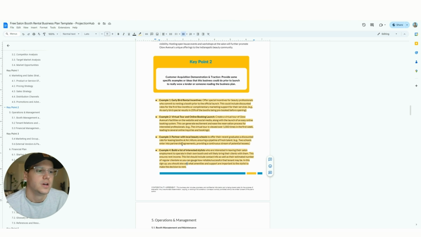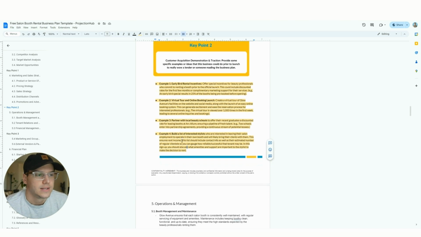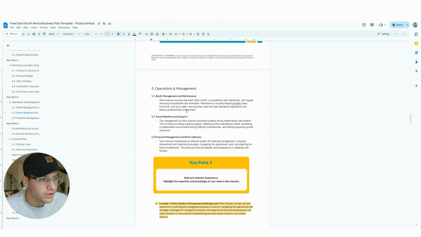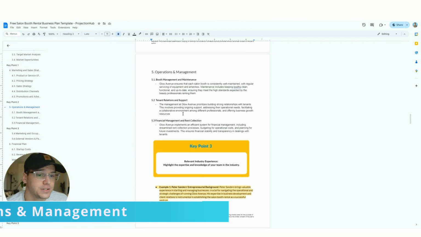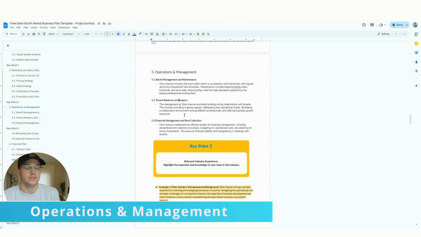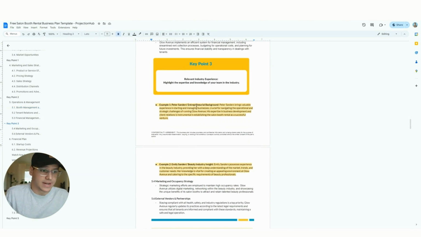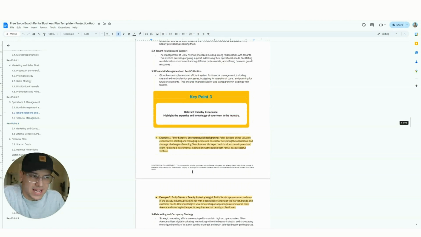You can see what demonstrating that traction does. It demonstrates hustle, preparedness, and a high degree of likelihood. So that's key point number 2. Moving along, operations and management. Here you're going to start to talk about yourself, your experience, the team, and how you're going to actually operate the business. You can talk about the facility a little bit, how many booths you're going to have, any key partnerships, that kind of stuff.